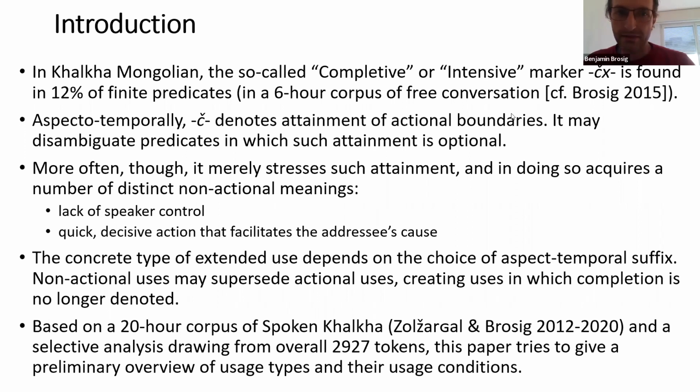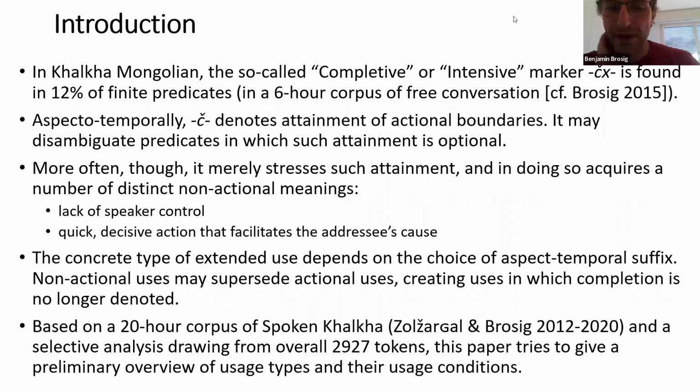It denotes attainment of actional boundaries, and it may disambiguate predicates in which such boundary attainment is optional. But more often, given this high frequency, it merely stresses that boundaries are attained, and along with giving stress or emphasis, it has already acquired a number of other functions, such as expressing lack of speaker control or quick, decisive action. The concrete type of extended use depends on the choice of the aspective temporal suffix, I think. I have not gone through all the suffixes in my corpus and my data yet, but I'll talk about a number.